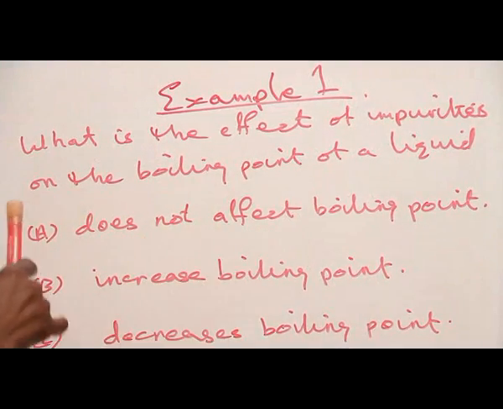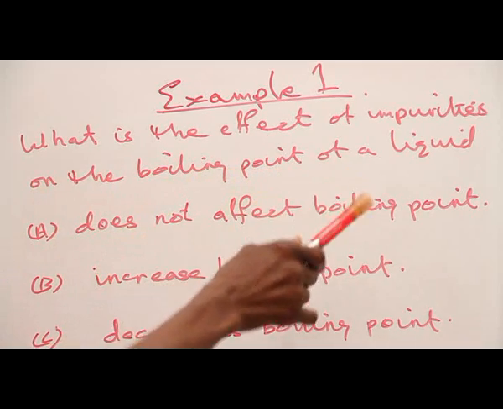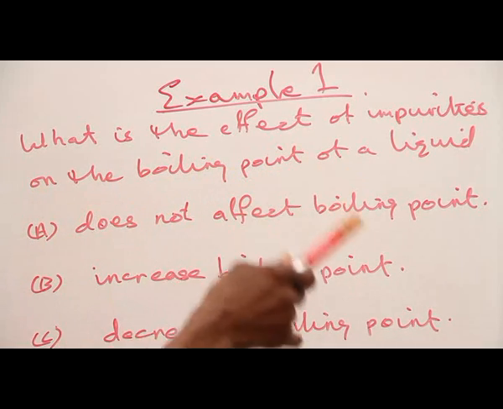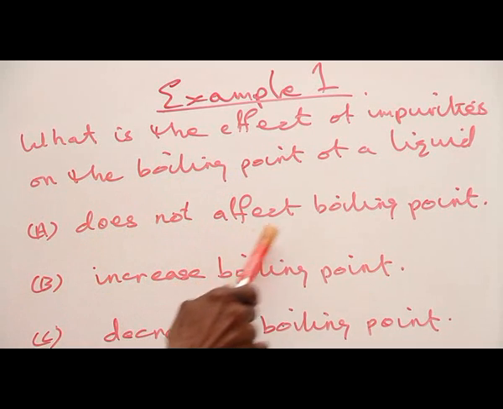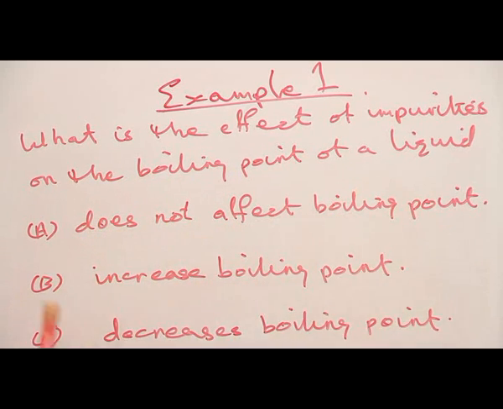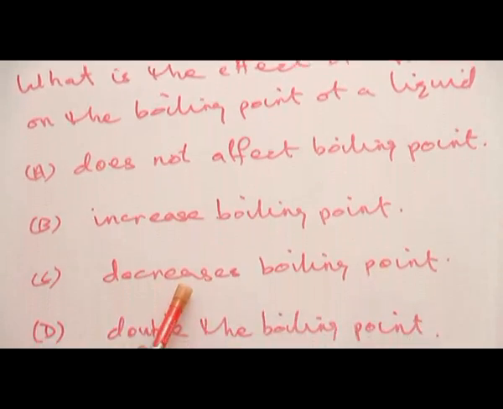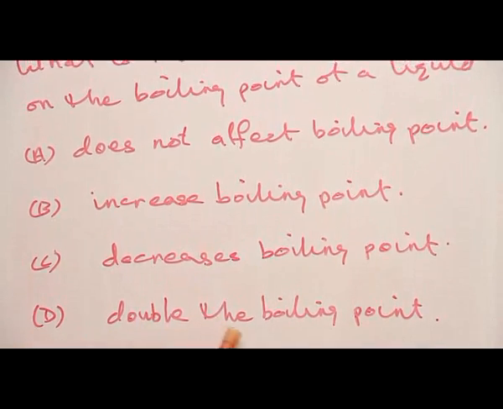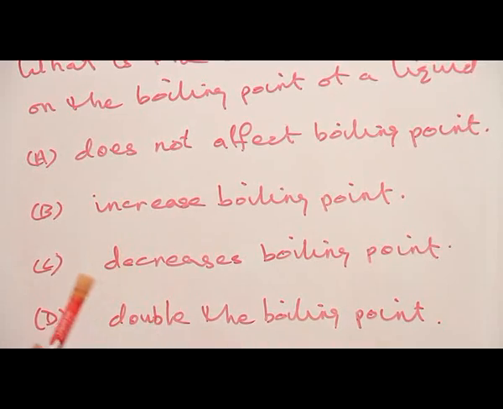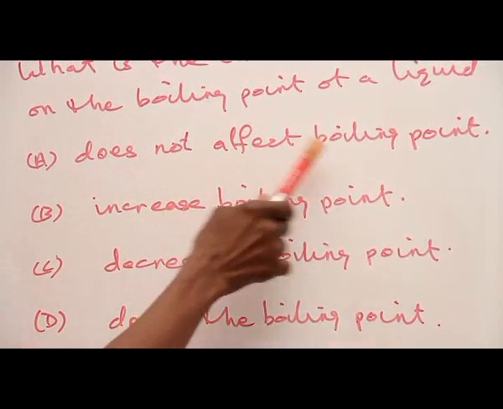Example 1. What is the effect of impurities on the boiling point of a liquid? A. Does not affect boiling points. B. Increases boiling points. C. Decreases boiling points. D. Double the boiling points. Let's start from A. Does not affect boiling point.